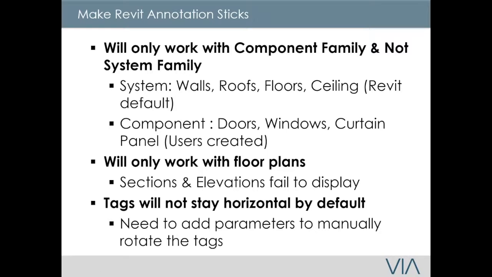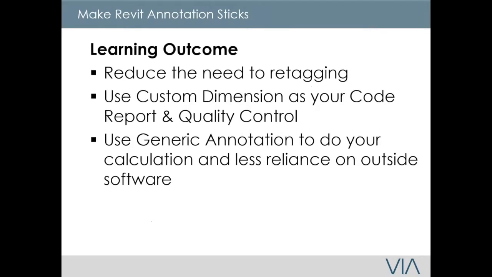Also, the tag will not stay horizontal by default. If you have an object that you rotate 45 degrees, sometimes the tag wants to rotate with that component. Just be aware of that. So hopefully today's learning outcome is that you do less retagging. That's the benefit. We don't want to retag all the time. We want the model object to display what it is, so we don't have to do a lot of extra work. All right, let's do a demo.